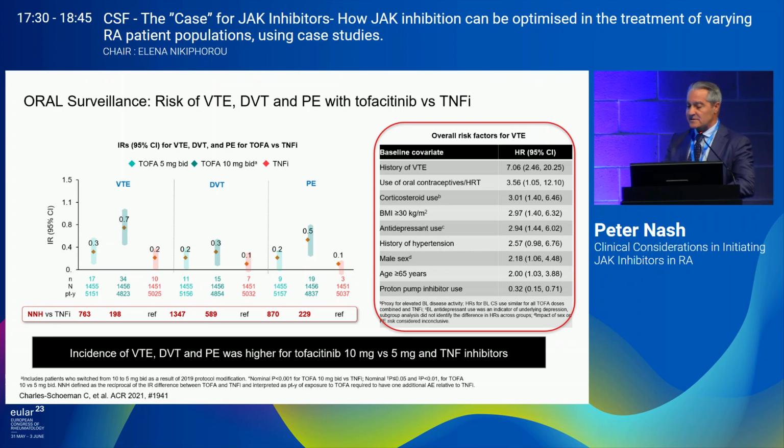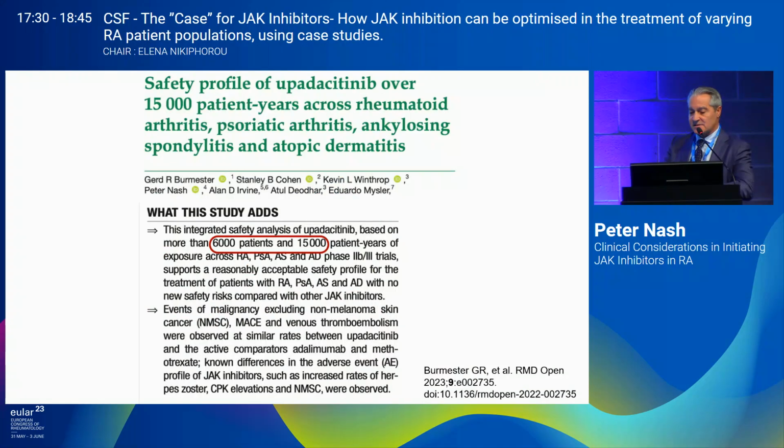VTE, of course, there's a signal. We have to be wary about the history of VTE, and I still don't understand the mechanism of action. I don't know if this is a JAK2 inhibition effect or a class effect, but we've been involved in looking at 15,000 patient years of UPA, and this has been nicely published. Please have a look. The rates of MACE and VTE were balanced across the methotrexate and adalimumab arm.